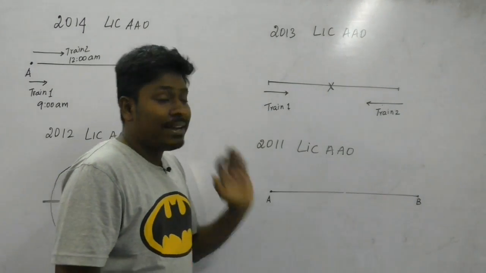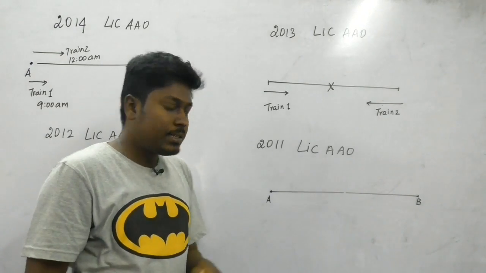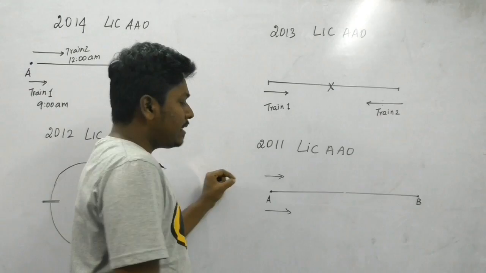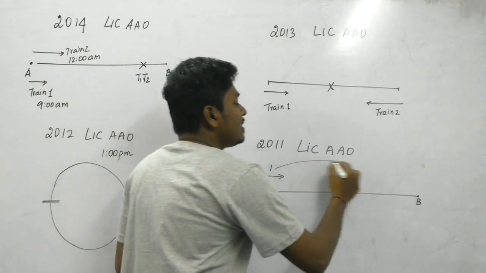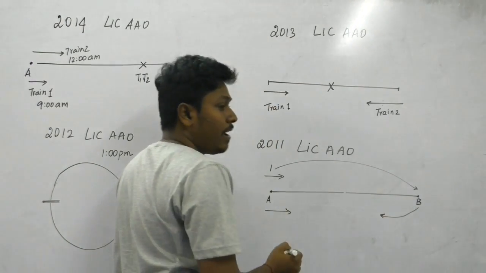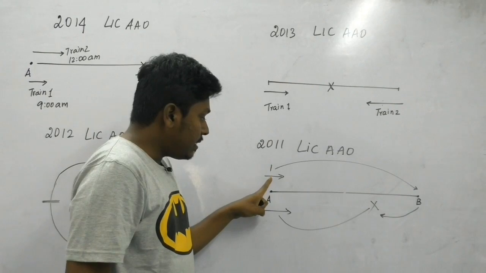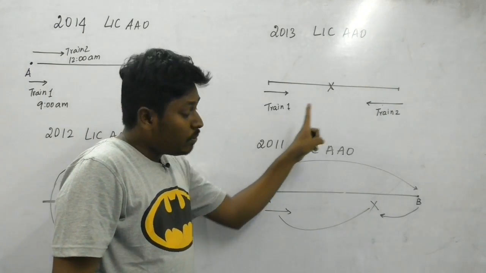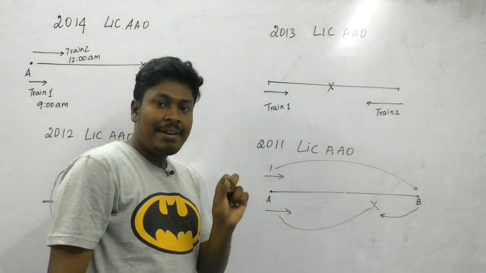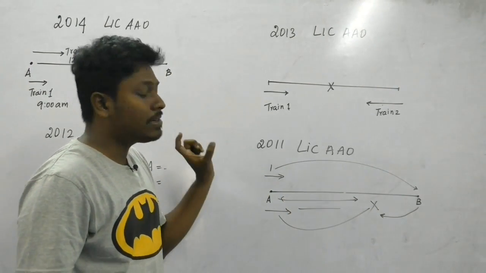Go for 2011 LIC AO. What they have said is that similarly there are two cyclists, one starting from A and another cyclist also starting from A. Cyclist number 1 reaches the destination, then turns back and meets the other person at some point. Understood, friends? A cyclist who reaches the destination and comes back meets person A. They are asking what is the distance between this meeting point and A. This is the question they asked in 2011.